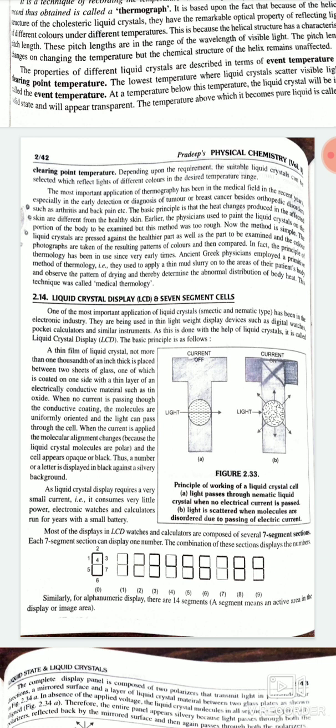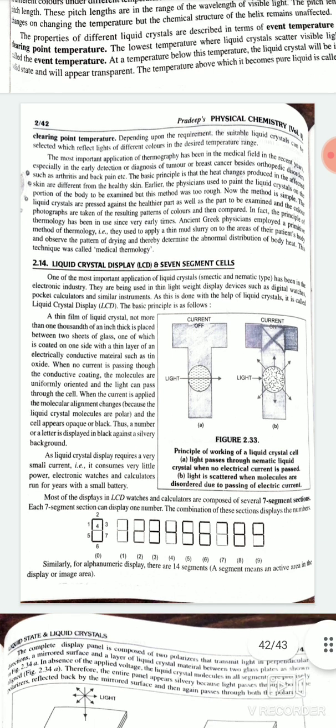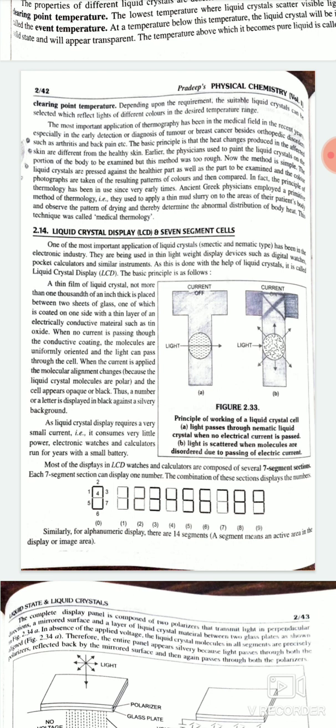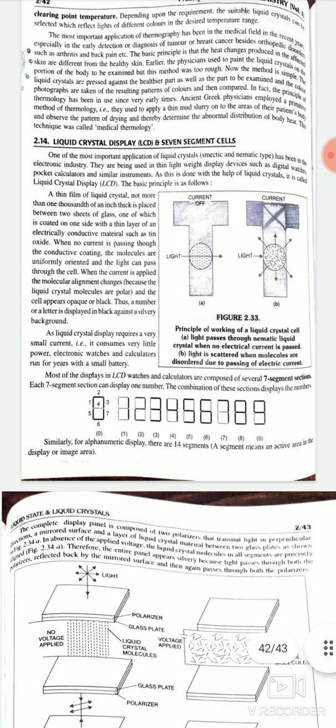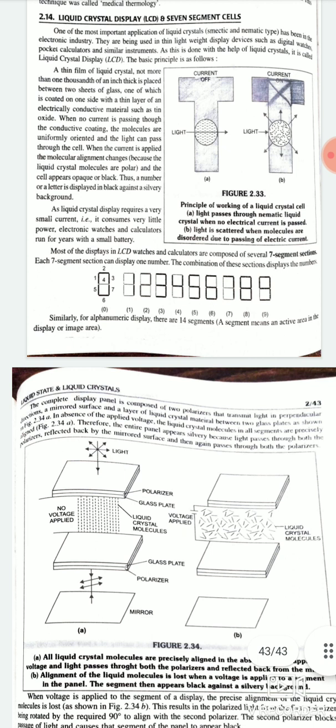As liquid crystal display requires a very small current, that is, it consumes very little power, electronic watches and calculators run for years with a small battery. Most of the displays in LCD watches and calculators are composed of several 7 segment sections. Each 7 segment section can display one number. The combination of these sections displays the numbers. Similarly, for alphanumeric display, there are 14 segments. A segment means an active area in the display or image area.